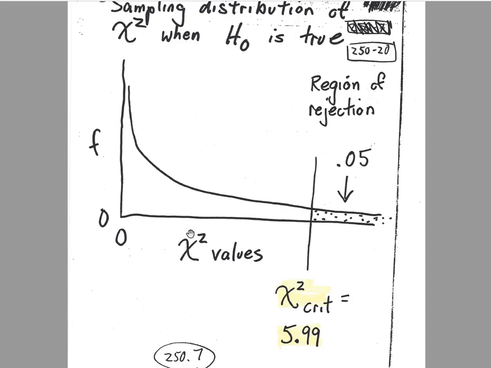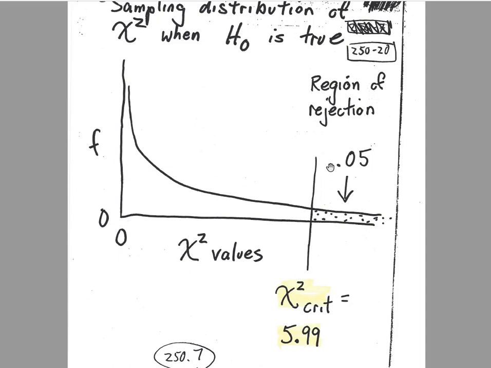But if we get a chi-square statistic that's so large that it's out in the most extreme 5% of the distribution, it's very unlikely we would get a chi-square statistic that large if the null hypothesis were true. If we got a chi-square statistic so big that it's out in the most extreme 5% of the distribution, we would reject the null hypothesis. We tell the world we've got significant results.